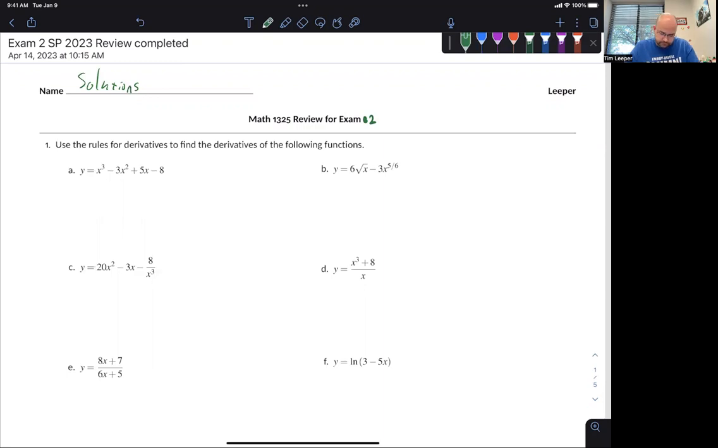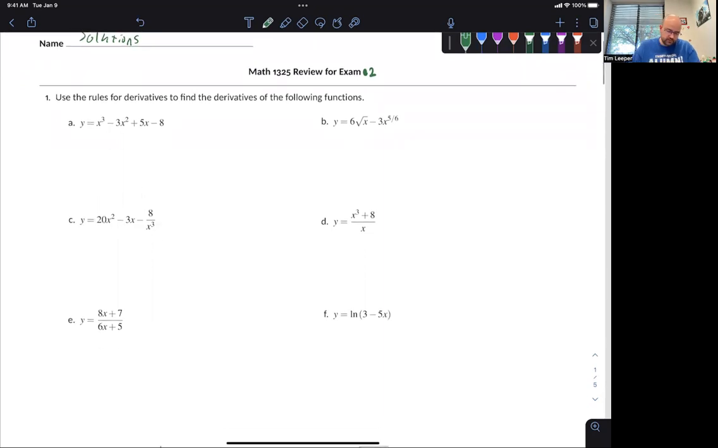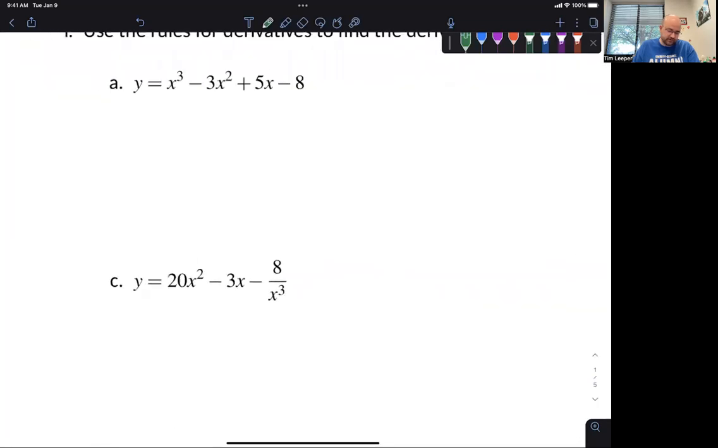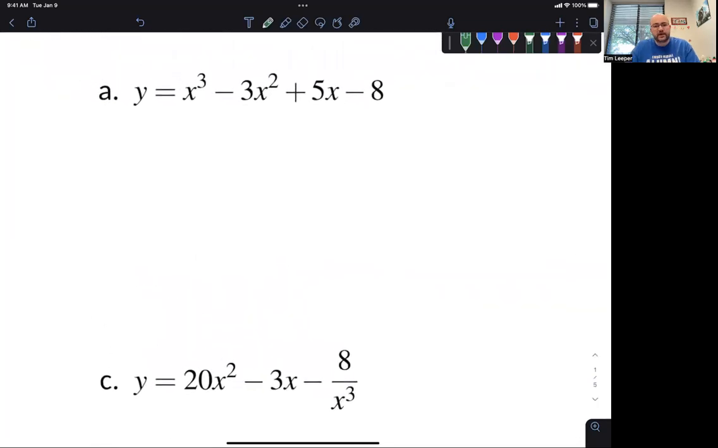So here we go. We want to use the rules for derivatives to find the derivatives of the following functions. Here on A, we have y equals x cubed minus 3x squared plus 5x minus 8. I'm going to use the power rule here. By the way, you have to denote this either say y prime equals or say dy dx equals. Either way is fine. I'm going to leave it as dy dx for now.